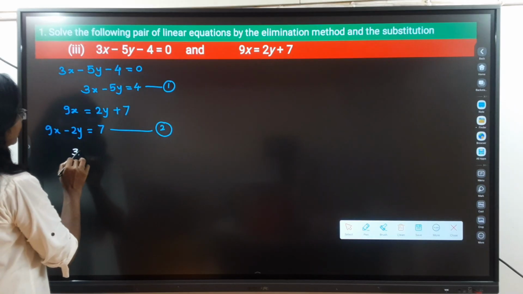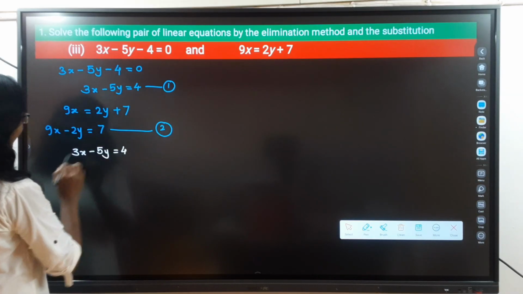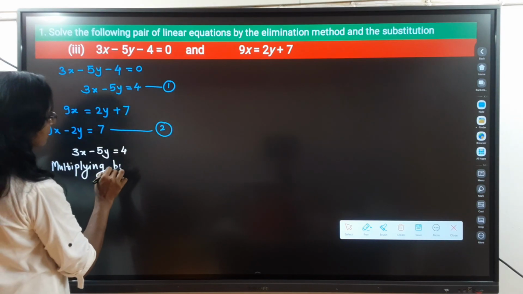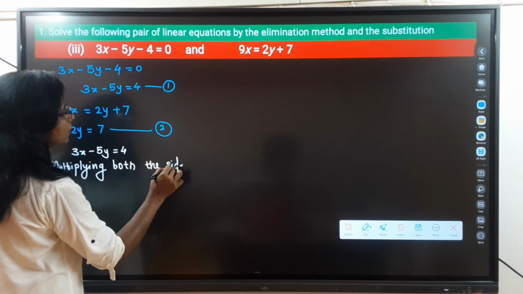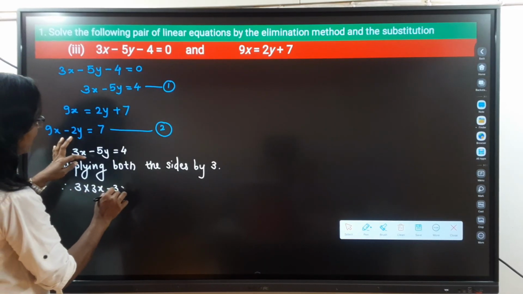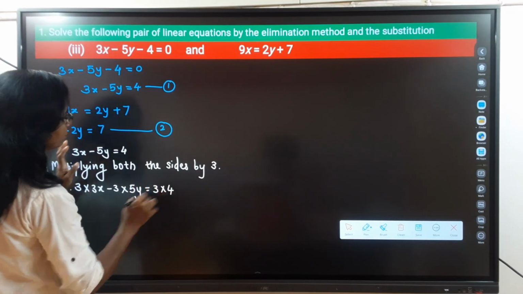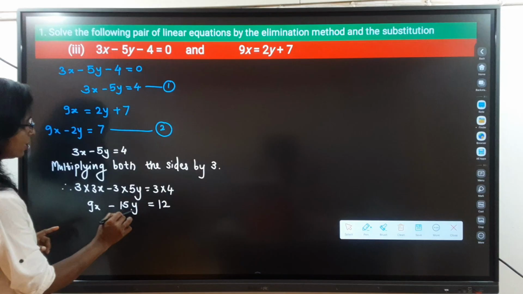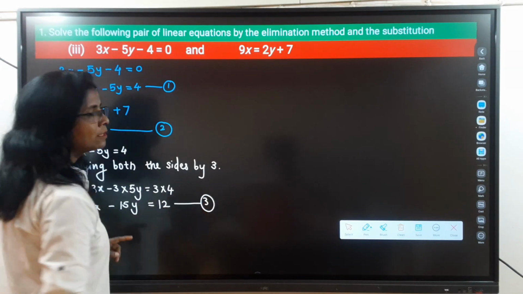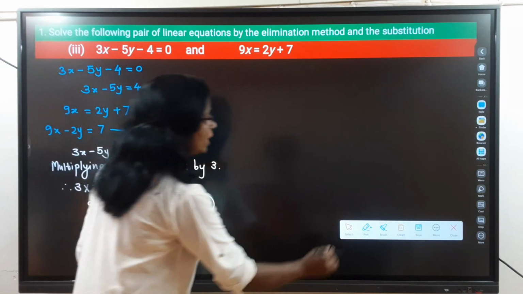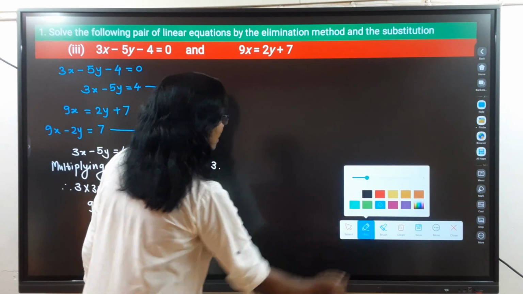So here I write down the first equation 3x minus 5y is equal to 4 and multiply both the sides by 3. Therefore 3 multiply 3x minus 3 multiply 5y is equal to 3 multiply 4. So 3 threes are 9x minus 3 fives are 15y is equal to 3 fours are 12. Now students, this is a new equation, so I call it the third equation. Now in the second equation and the third equation, the coefficients of x are equal, and that means we use the elimination method here.